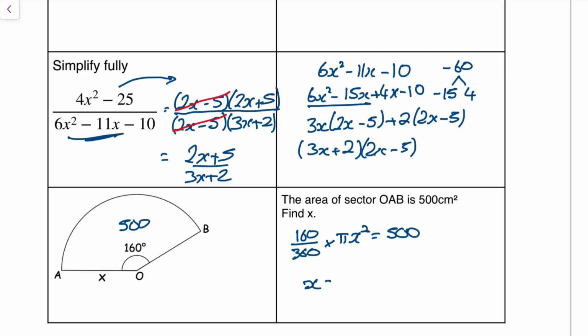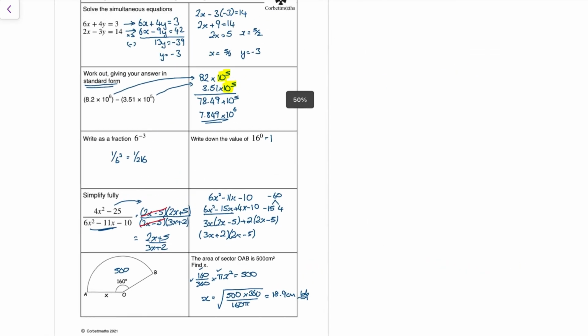So I'm going to say x is equal to, well, there's my 500. I'm going to multiply both sides by 360. I'm going to divide both sides by 160. I'm going to divide both sides by pi. So I've done the 160, I've done the 360, I've done the pi, and then I'm going to take the square root of all of that. Then I'm going to get my calculator out, and that's going to give me 18.923 blah, blah, blah, which I'm just going to call 18.9 centimeters. Yeah, it is centimeters to 1 decimal place. And that is today done.